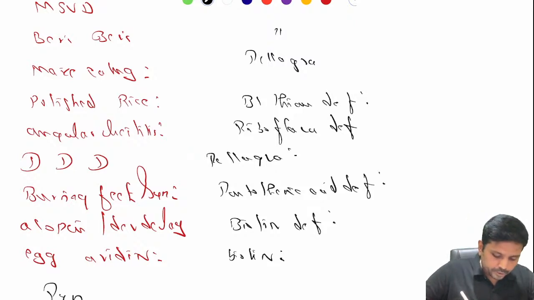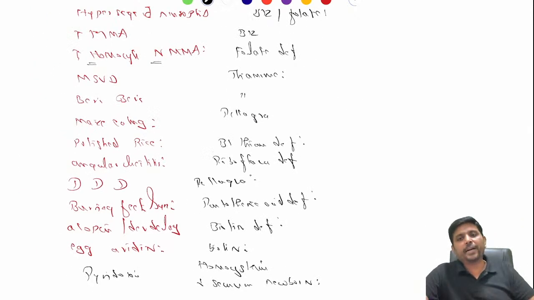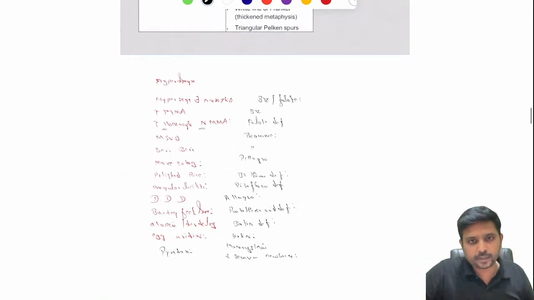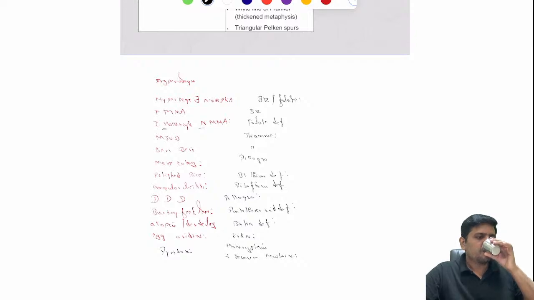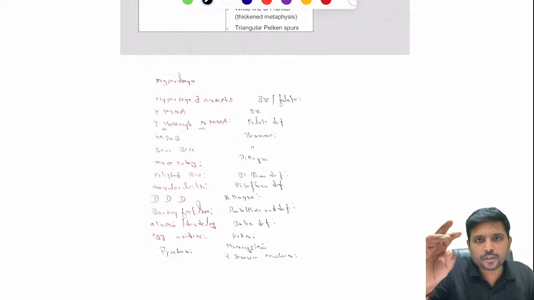Pyridoxine, B6, is useful for homocystinuria, and it also reduces seizures in newborns because it is a cofactor for GABA. GABA is an inhibitory neurotransmitter. So this is about the B water-soluble vitamins. So fat soluble, water soluble, over.